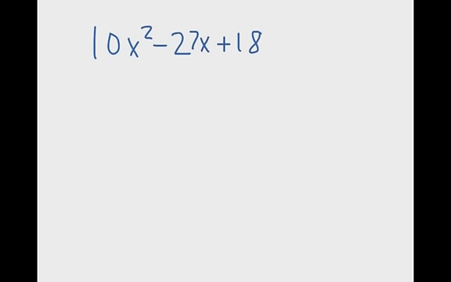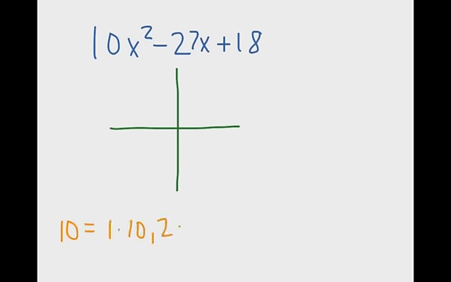So we have 10x squared minus 27x plus 18. And we're going to make our chart here. And factors of 10, we have 1 times 10, and then 2 times 5. So we're going to look at the 2 times 5, because we always start with the terms that are closest together. All right, so let's put a 2x on the top and a 5x on the bottom.